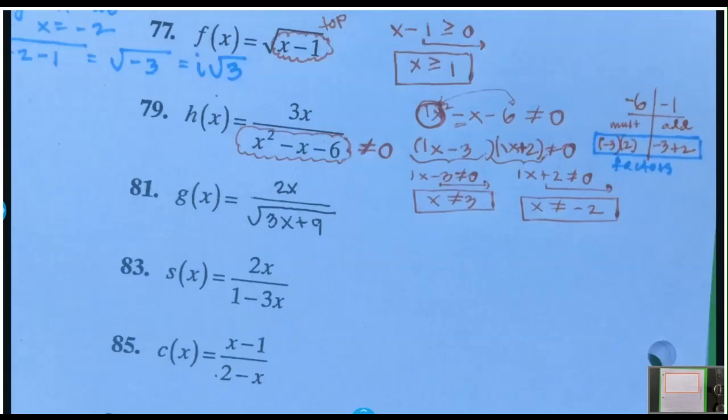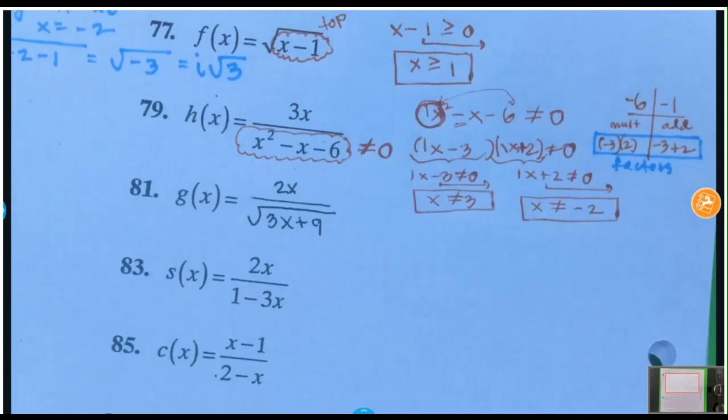Right beside there, I'm going to show you, I'm not just making this up and pulling this out of the sky. I'm going to show you mathematically why 3 and negative 2 cannot ever be used for number 79. I did not just feel like factoring something for the fun of it. That's not what we're doing here.